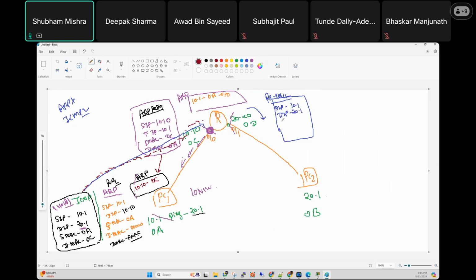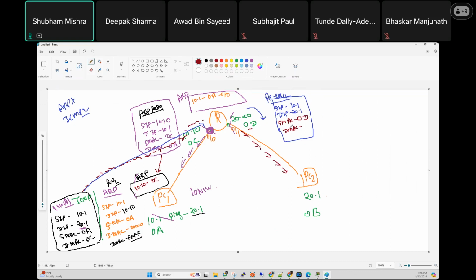Now tell me what is the source MAC and what is the destination MAC. Who can tell me? The source MAC will be the MAC address of the router interface, this interface, right? Because now router number 1 needs to forward this packet through this interface towards PC number 2. So source MAC address will be 0D.